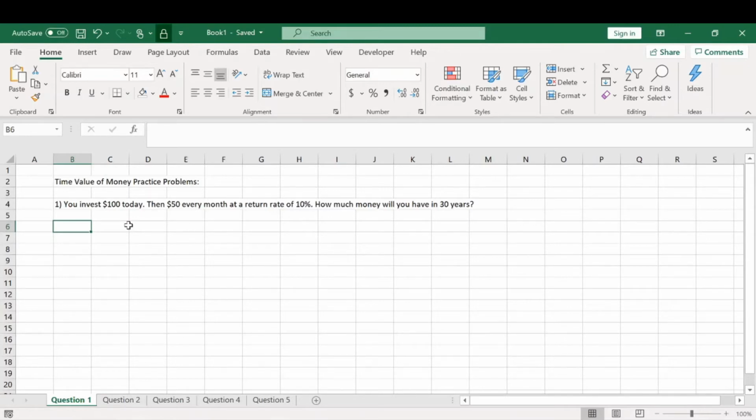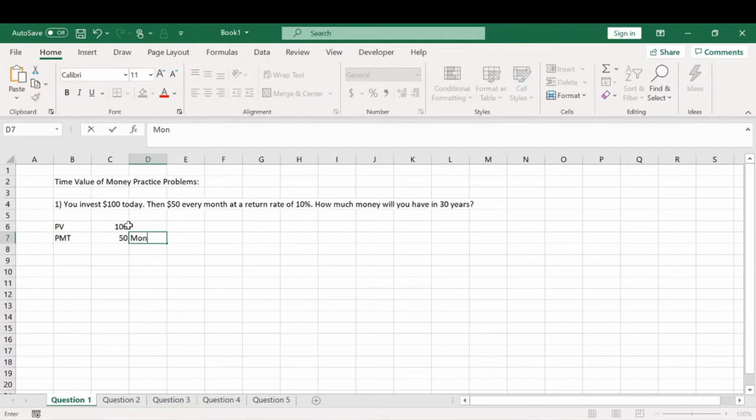So here we have four of those terms defined. We have the present value, which would be $100. We have the PMT, or the payments, which would be $50 a month. It's important that we label these because in each problem they could be monthly or annually. You just need to make sure all the terms when calculating are set equally to each other. So the rate of return would be 10%.